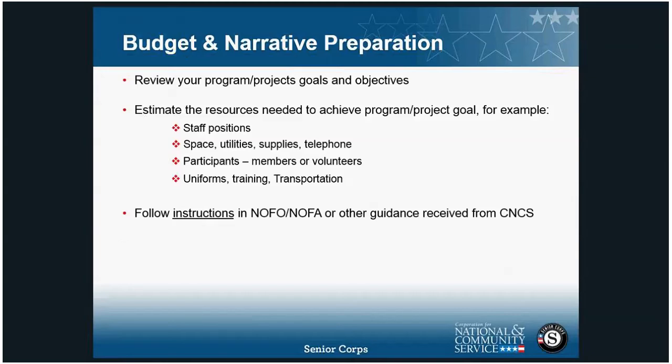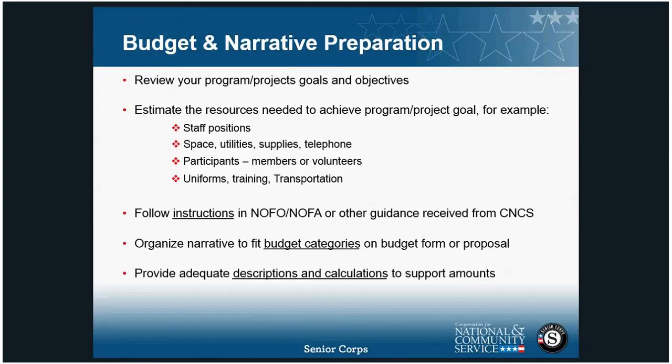And be sure to follow the instructions outlined in the Notice of Funding Opportunity and Notice of Funding Announcement or other guidance received from CNCS staff. And you want to ensure that the budget is organized by the expense categories outlined on the budget. I'm just emphasizing the need to provide adequate detail in the budget narrative to support the amounts that are proposed in the budget.